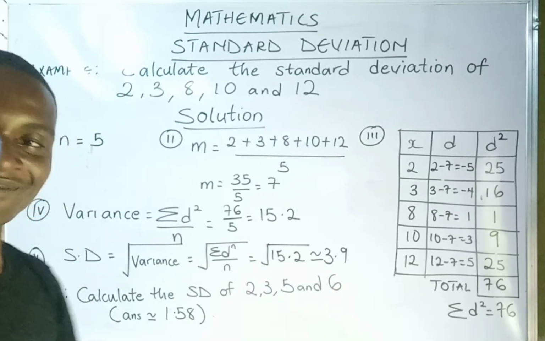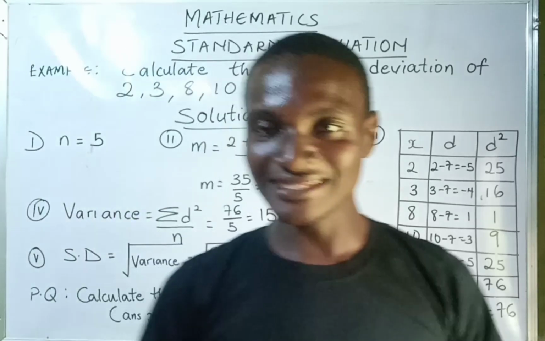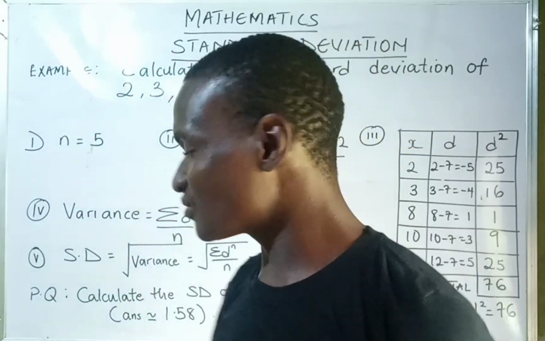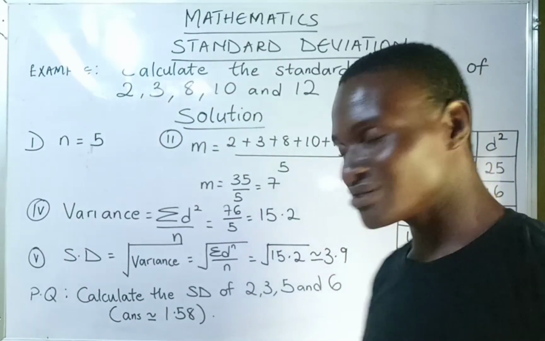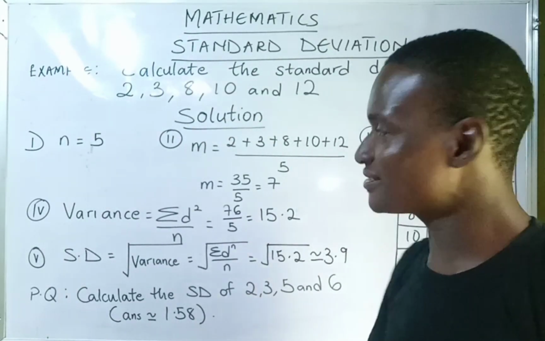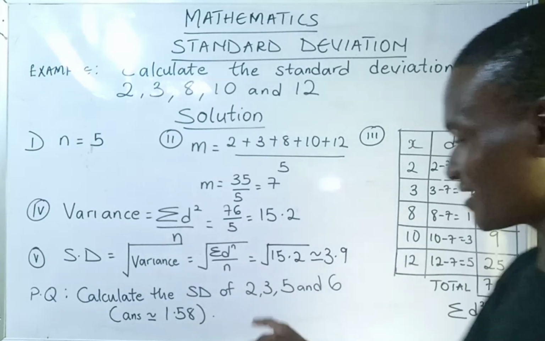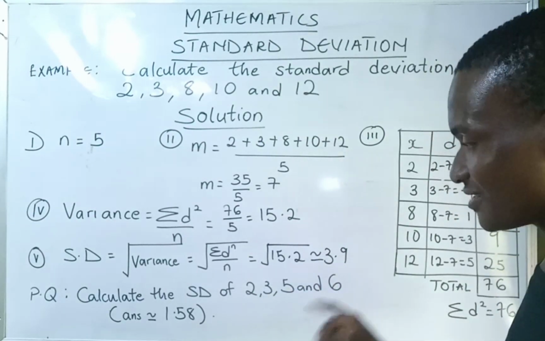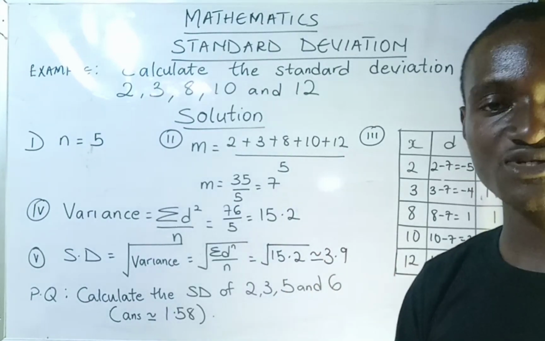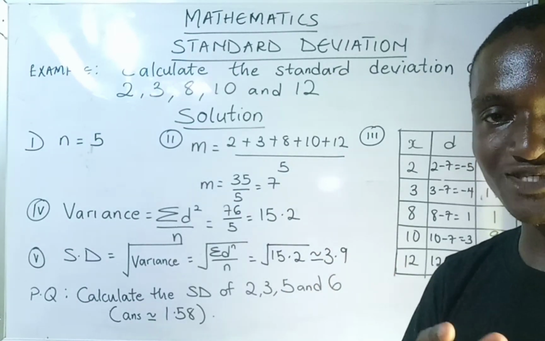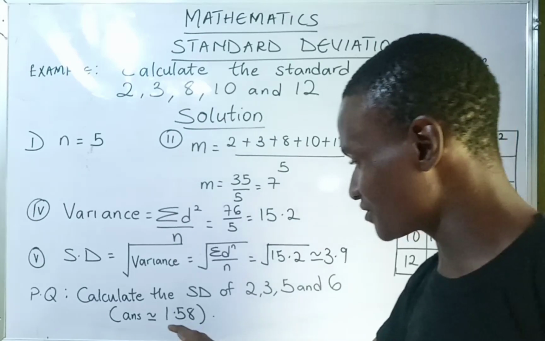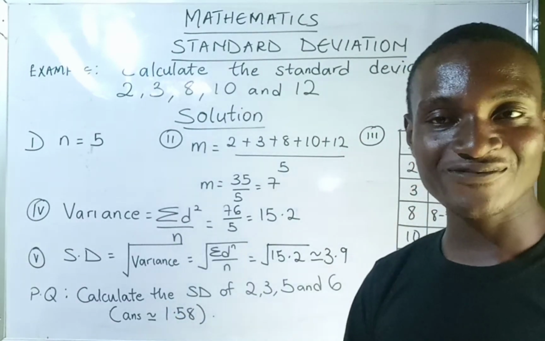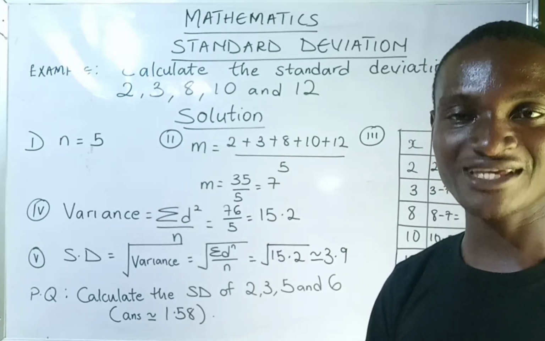Now, we learn mathematics by practicing it. I would like you to take note of this question. Would you love to practice it and see how you can take the same steps to find the standard deviation of 2, 3, 5, and 6? If this question was done correctly, I bet with you your final answer should be approximately 1.58. That is how to find the standard deviation of a set of distribution.